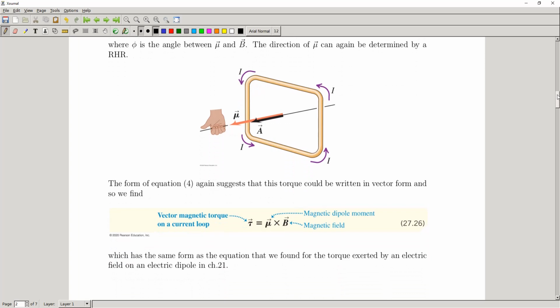Our vector magnetic torque on our current loop can be defined as a vector, and it will usually be most useful to define it as a vector. It's just going to be equal to our magnetic dipole moment crossed into our magnetic field. All these are vector quantities. And as I said, this is very much like the expression we generated for the electric torque on an electric dipole in chapter 21, right? This mu would have just been a P, and this B would have just been an E. We would have been dealing with the electric field and the electric dipole moment, not the magnetic dipole moment.